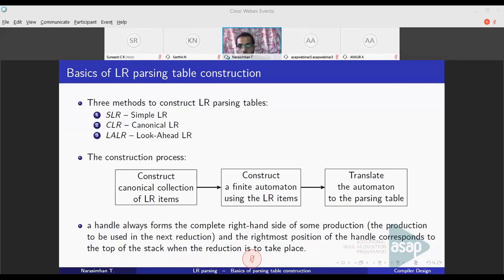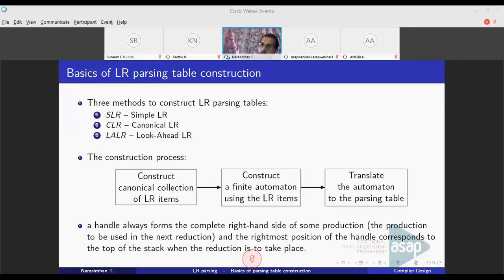So whatever be the method, the skeletal process of the table construction remains the same. All the three methods follow three steps to construct the LR parsing table, and those three steps are shown on the screen. The first step is to construct what is called a canonical collection of LR items. We will discuss what the canonical collection is soon.